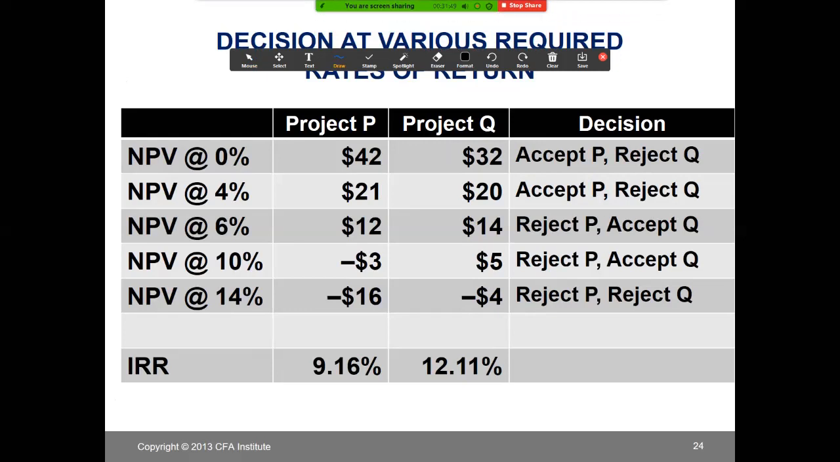So which project would you choose as an IRR? Q or P? Q. Yes, we choose the higher one, true. We choose the higher IRR. Q, we choose this one, according to IRR. But let's see according to NPV. But the NPV decision will change as interest changes.